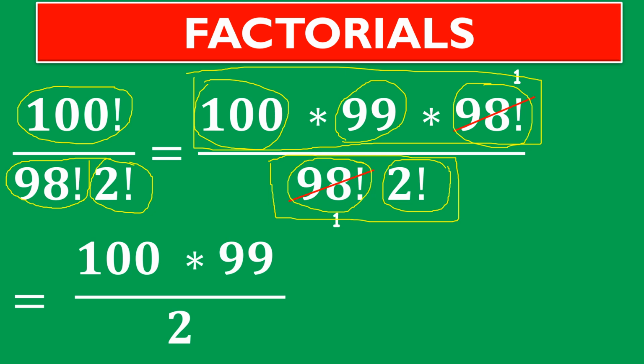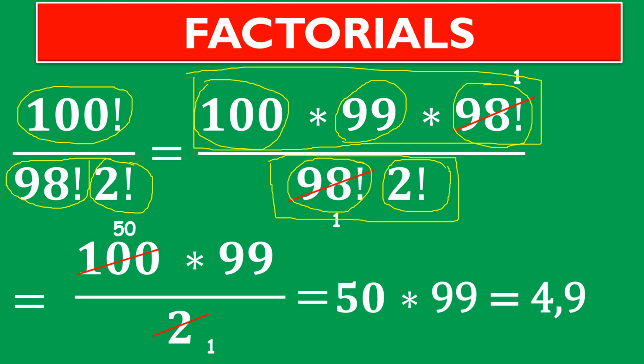100 at the top times 99, and then divided by 2 at the bottom, because the 2 at the bottom, which is 2 factorial, is 2 times 1, and that is 2. So we have simplified it to be 100 times 99 over 2. But 2 can go in both 100 and also in 2. So 2 here 1, 2 in 2 1, 2 in 100 50. So you have 50 times 99, and that is equals to 4,950.